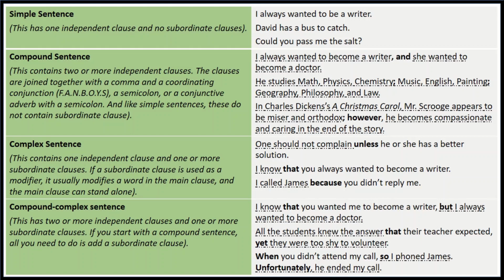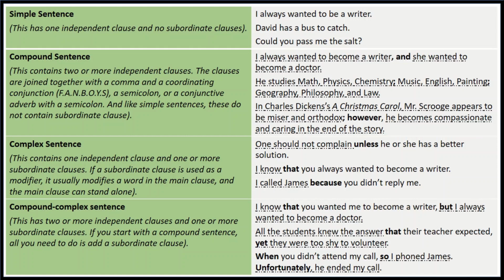The third is the complex sentence. This has one independent clause and one subordinate clause. What actually happens is that the subordinate clause is used as a modifier. So it usually modifies the main clause. In other words, the main clause means the independent clause, which has one complete idea, one complete thought.